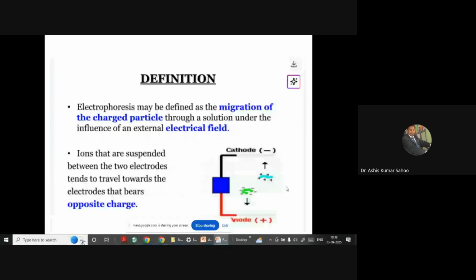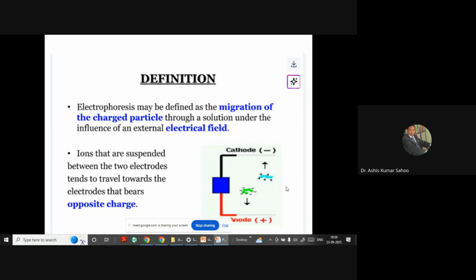Electrophoresis is a physical analysis which involves separation of compounds that are capable of acquiring an electric charge. Electrophoresis may be defined as the migration of charged particles under the influence of an external electric field. So we have two electrodes, cathode and anode. When we switch on, the molecules get separated. Some will go to the cathode, some will go to the anode.